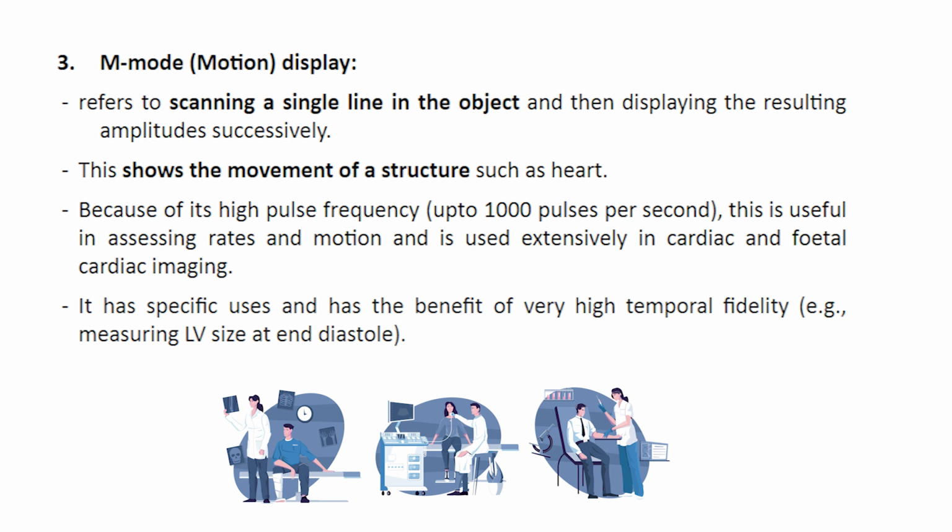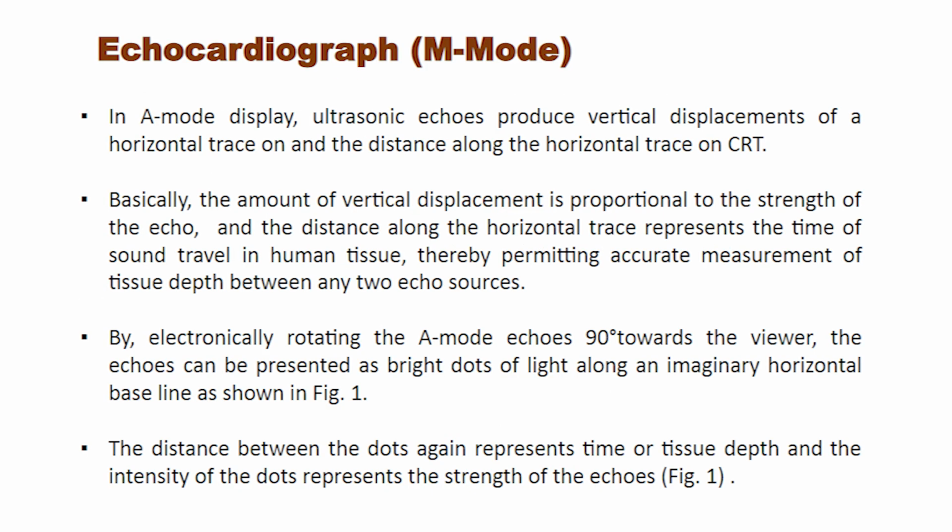Now, we will see echocardiograph M mode in detail. In A mode display, ultrasonic echoes produce vertical displacement of a horizontal trace on a CRT. Basically, the amount of vertical displacement is proportional to the strength of the echo, and the distance along the horizontal trace represents the time of sound travel in human tissue, thereby permitting accurate measurement of tissue depth between any two echo sources.